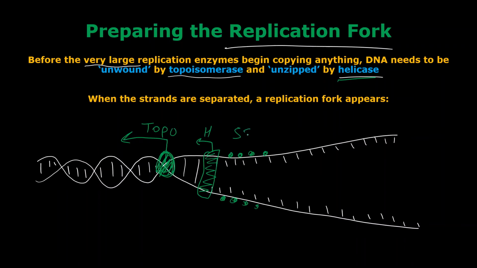So these are called SSBPs, or single-stranded binding proteins. Oops, I forgot my R. Single-stranded binding proteins. These will align themselves near the fork, along the length of the two strands, to stop them from resealing with each other, to stop them from falling apart or snapping off or something like that. Basically to stabilize the complex there.